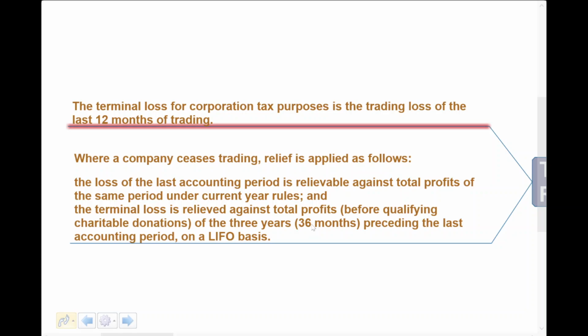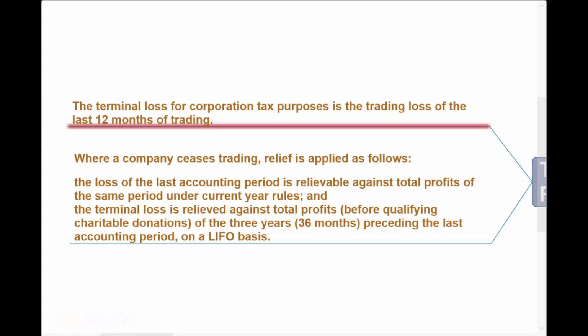What we would want to be doing is, well, we have the normal provisions, i.e. the loss of the last account relieved against total profit, same period, current year rules. In other words, we have that provision, but this terminal loss relief allows you to go back 3 years. I mean, think about it, it's logical, isn't it? We've got a business that's terminating and it's made a loss. The revenue give you a break.